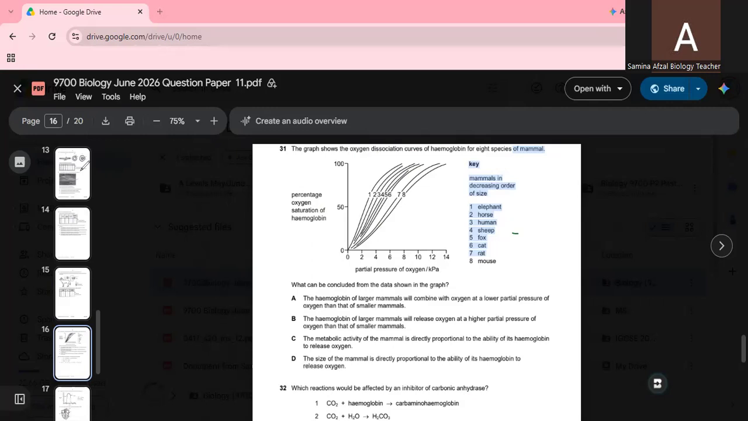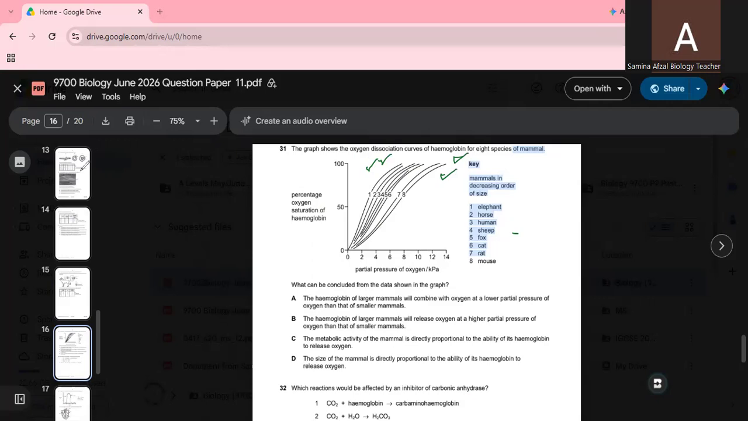So from the curve positions, you can see the larger mammals, elephant and horse, which are the largest, are on the left side. You can see this one and 2, they are on the left side, while smaller mammals such as rat and mouse are on the right side.